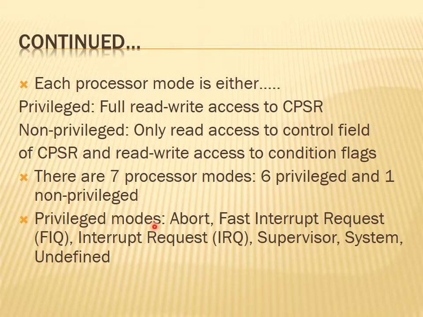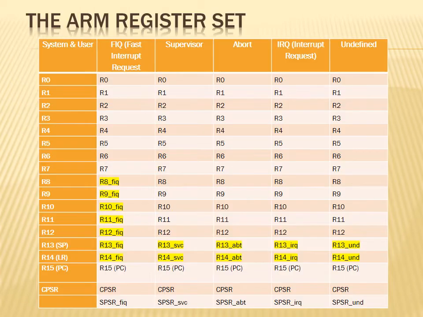Privileged modes are known as abort mode. Their titles are like this: abort mode, fast interrupt request mode. In short, it is known as an FIQ. Interrupt request mode. In short, it is known as an IRQ. Supervisor mode, system mode, and undefined mode. So these are the privilege modes.